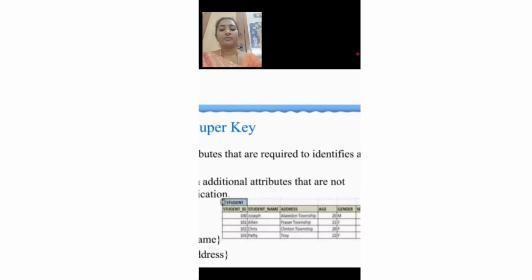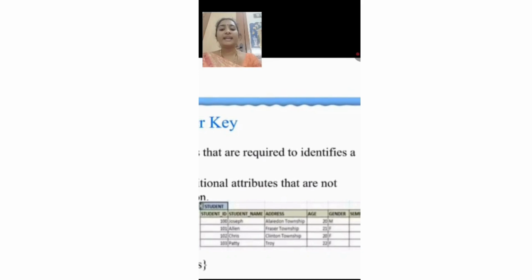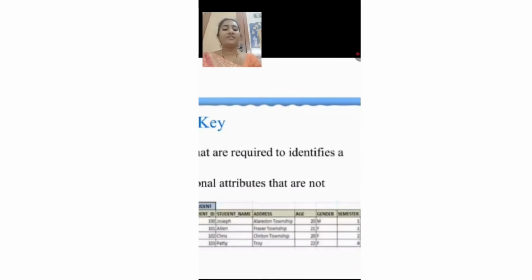So I am enlarging the table so you may be able to see it. Student ID, student name, address, age, gender and semester are included here. The unique ID is going to be the student ID, but in super keys we merge the student ID with the student name, or the student ID with the address. So super keys have a set of attributes to identify a tuple in a relation, right?